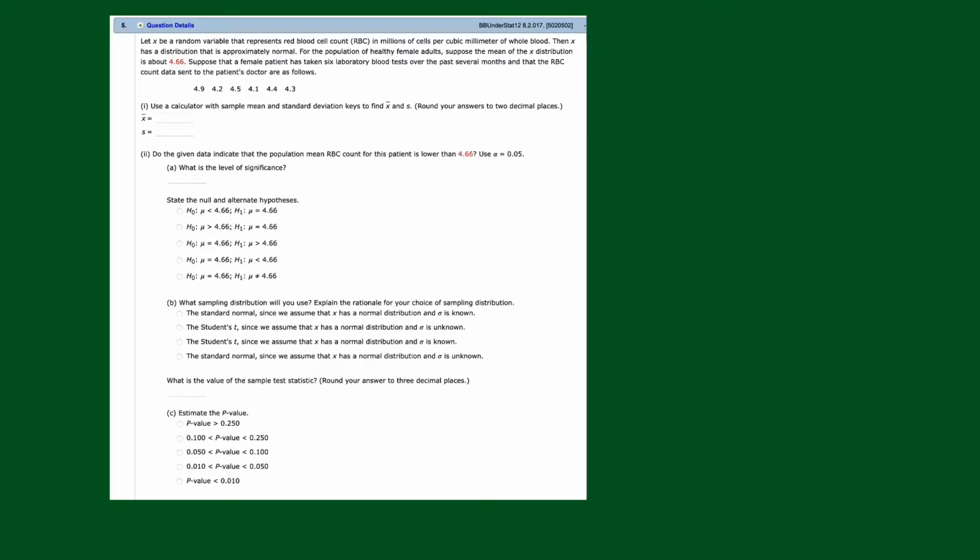This is problem 5 in section 8.2, and it's so long I had to cut it in half, so this is part 1 of it, and part 2 will come up right after we get through part C. So let's start.